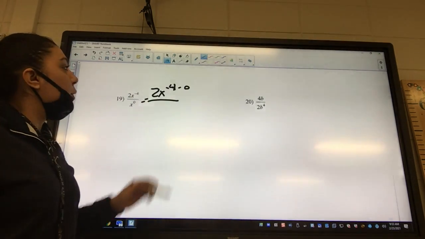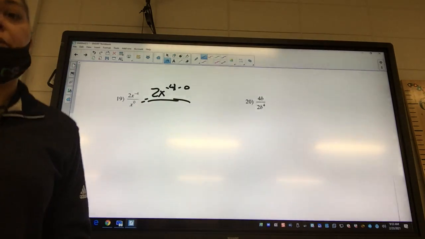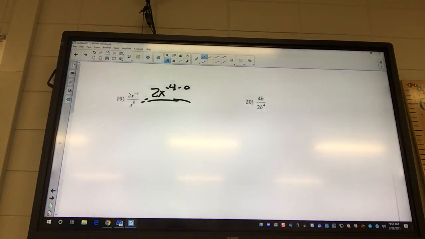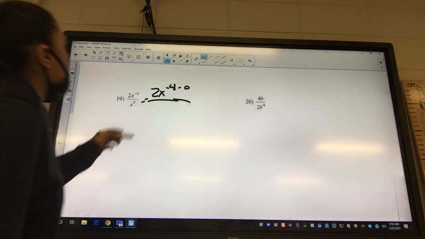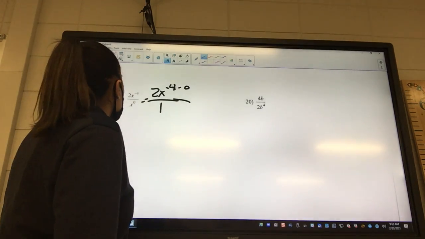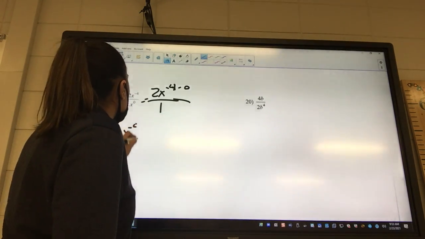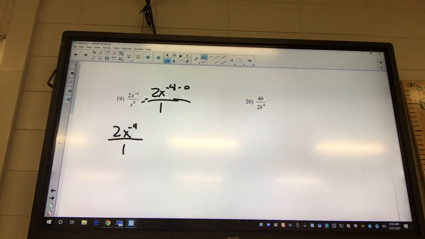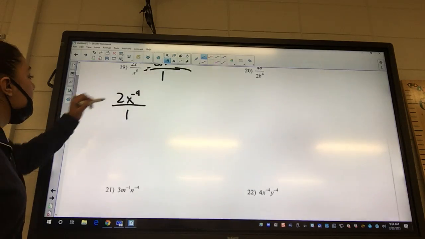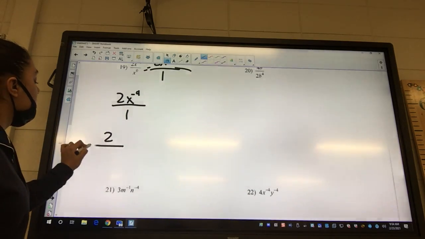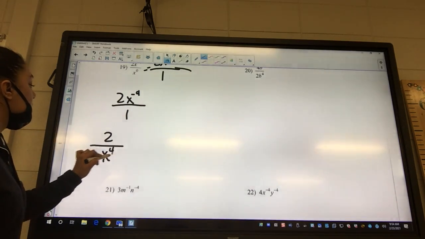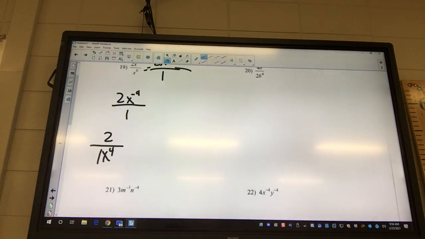Okay, so what do we put on the bottom? Yeah, well, yeah, but you can put a 1 on the bottom, but eventually you're going to have 2 x to the negative 4 over 1. And then we need to move that x to the negative 4 to the bottom. So it's going to be 2 over x to the 4. And if you want to put the 1 there too, you totally can. If you don't want to, you don't have to. Okay, it's the same thing.